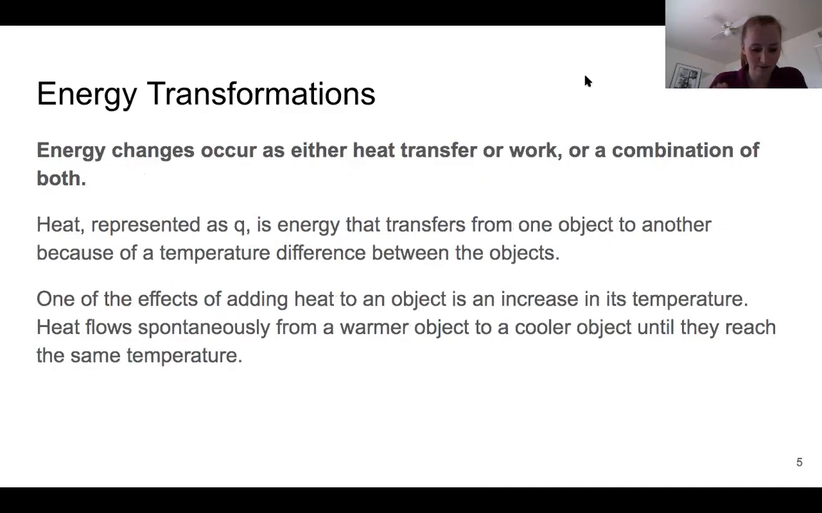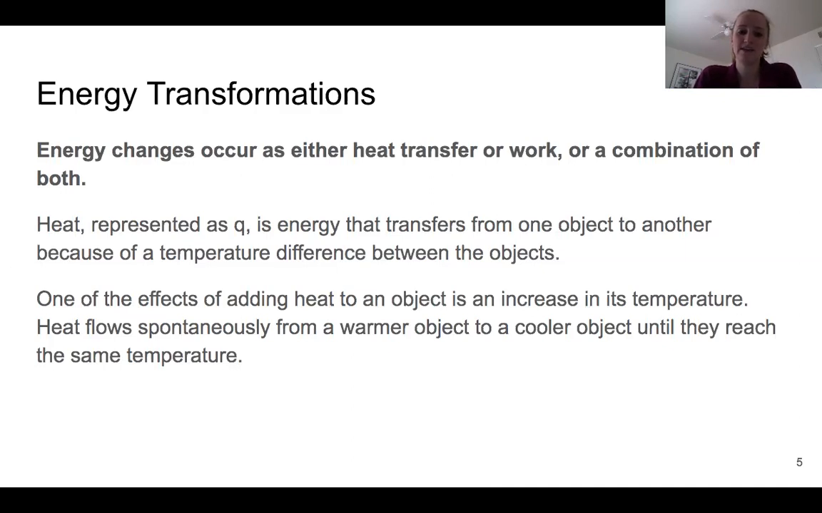So we've got numbers 8 through 10. Energy can occur either as a transfer of heat, or also what we call work, or the combination of both. So the reason that we have these chemical reactions happening is because either heat is changing around, or because those atoms are changing and they're doing work. We represent heat as Q. So whenever you see Q in an equation or in questions, that's what it's representing.